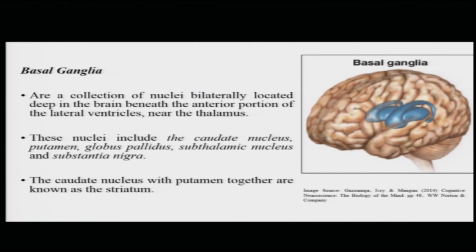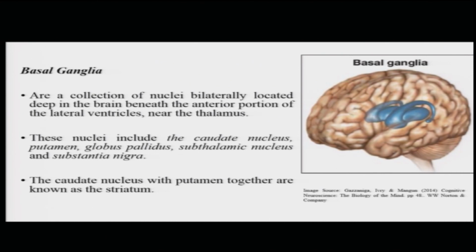Then we can talk a little bit about the basal ganglia. The basal ganglia are a collection of nuclei bilaterally located on both hemispheres deep in the brain beneath the anterior portion of the lateral ventricles near the thalamus. So, just around here under the thalami. The basal ganglia include different kinds of nuclei like the caudate nuclei, the putamen, globus pallidus, subthalamic nuclei and the substantia nigra. We will talk about some of their functions maybe at a later time.